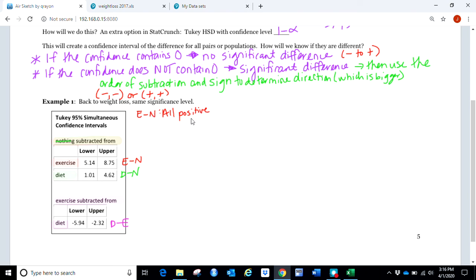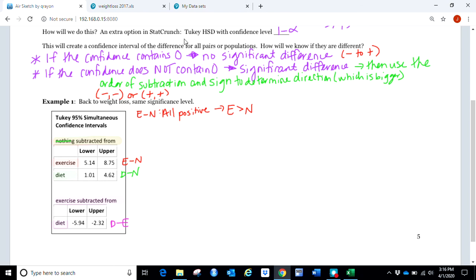Now, how would I get all positive numbers? Well, if this is my order of subtraction, to get a positive number, the first value has to be bigger than the second. So exercise is going to be greater than doing nothing. Something else to keep in mind, in case you're worried about getting that order of subtraction backwards and maybe coming to the wrong conclusion, is that your data can never contradict your decision here.